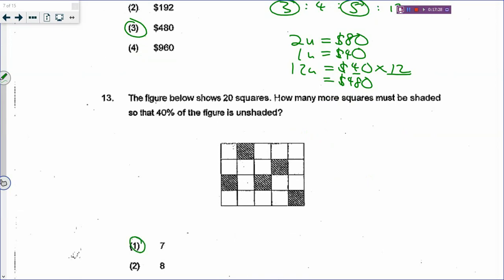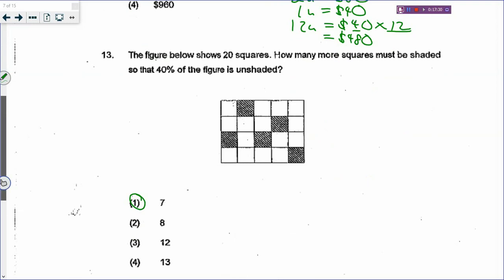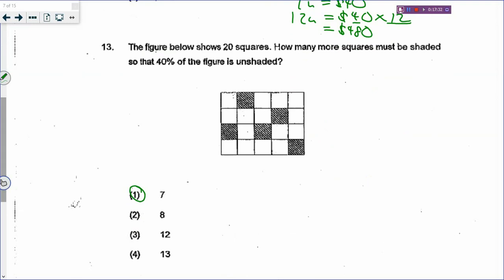Now, the figure shows 20 squares. How many more squares must be shaded so that 40% of the figure is unshaded? Now, usually the percentage makes the problem a little complicated. So what I usually would do is change the percentage into a fraction. Then it will be easier. So the fraction 40 over 100, in simplest form, is 2/5. So you want 2/5 of the figure to be unshaded.